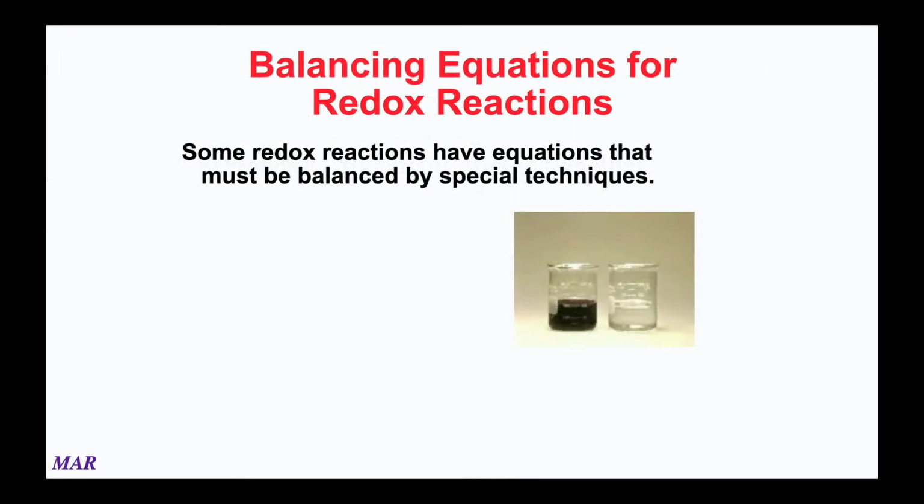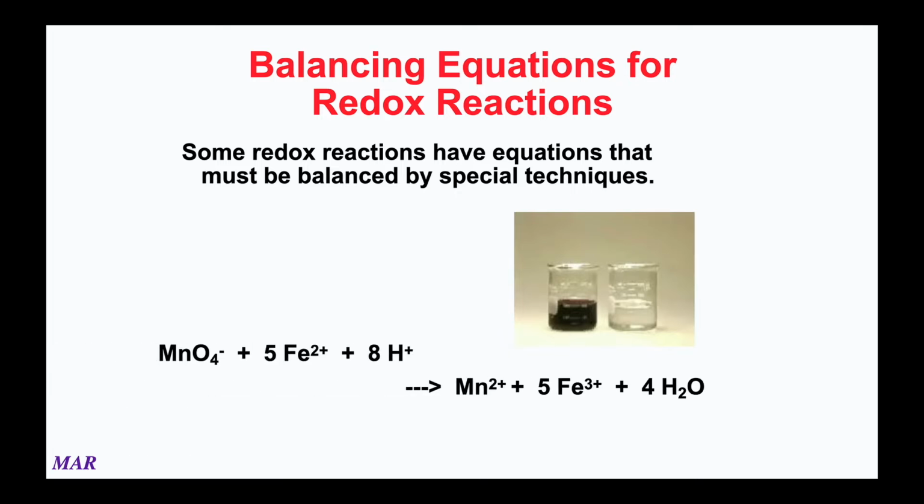The first thing we need to do when talking about a redox reaction is we need to be able to balance an equation for a redox reaction, all right? And some redox reactions have some special techniques that we need to talk about here real fast. In this little video, you have an iron and a permanganate. And when iron and permanganate come together, a reaction occurs. But the question is what happens and stuff like that. That's the kind of stuff we're going to look at in this chapter.